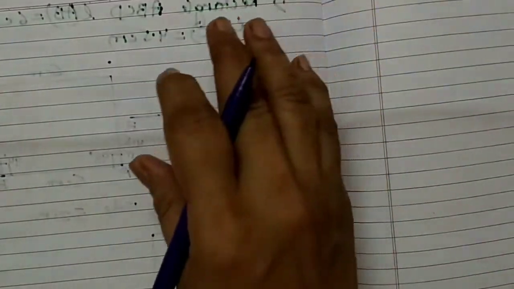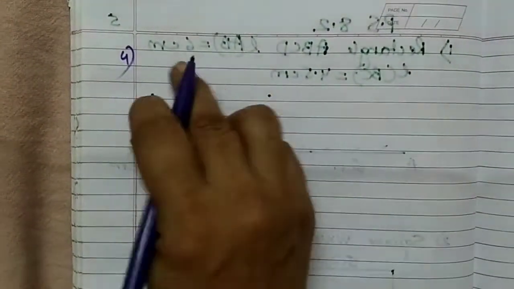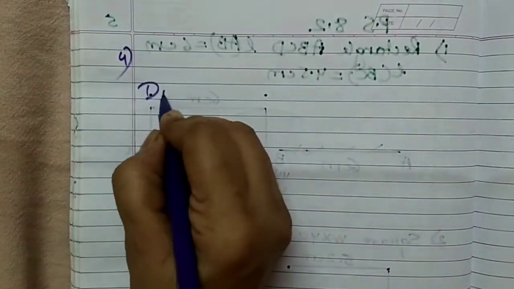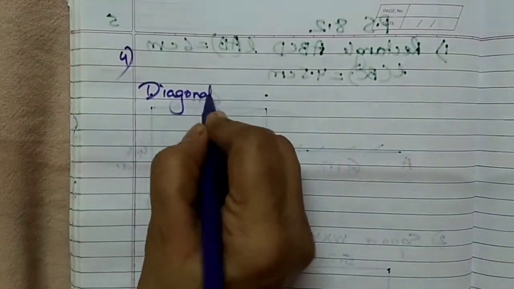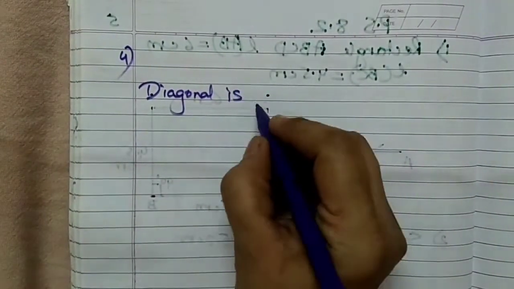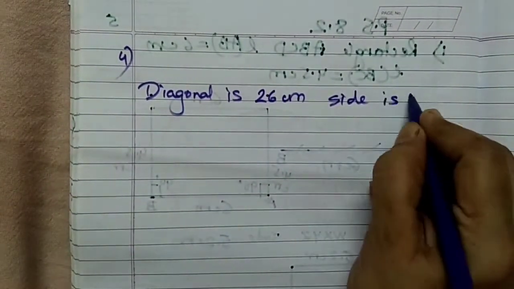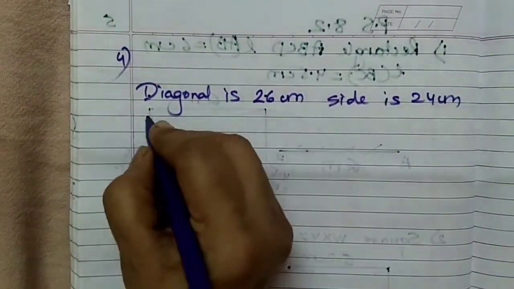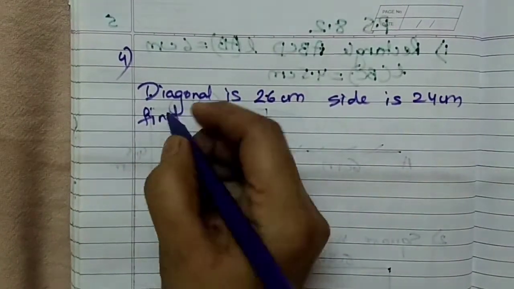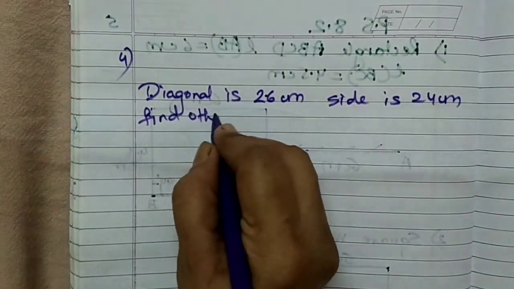So what is given to us? Diagonal. They have not given us any name of the rectangle. So I'll write: diagonal is 26 centimeter and side is 24 centimeter. Find the other side.